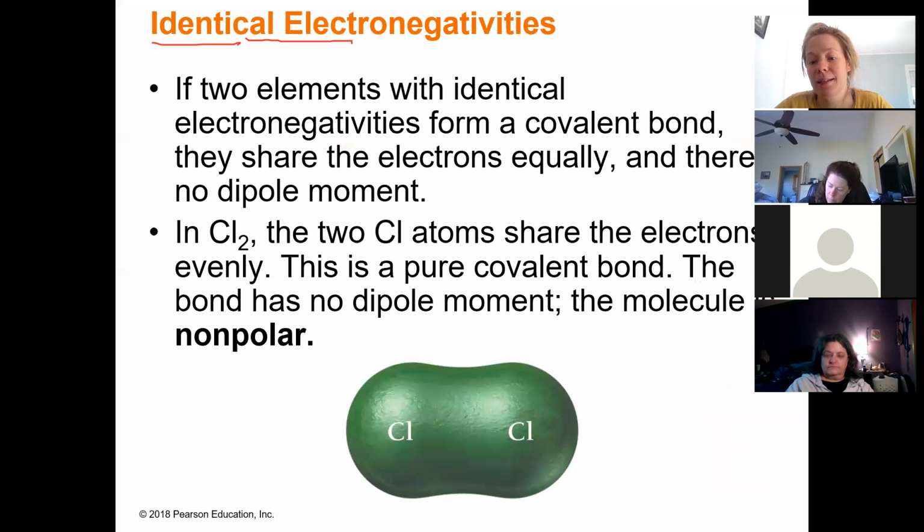Versus something that has the exact same electronegativity. So what if we had chlorine and chlorine? They are equally greedy for the electron, right? They have the same, think of them as like twin brothers. They're the same strength, so they're going to pull the electrons equally. So this is known as a nonpolar covalent bond. They're sharing the electrons and they're sharing them equally.